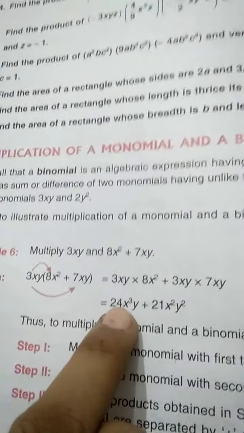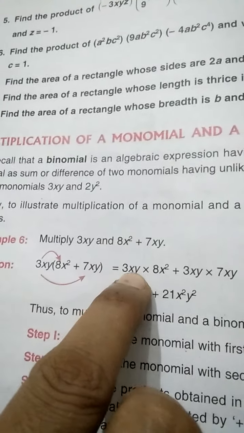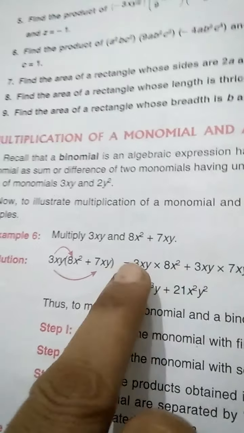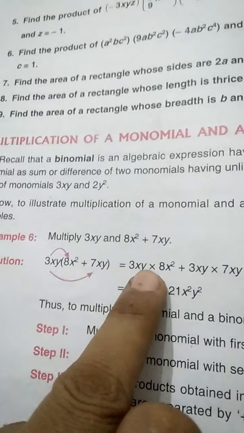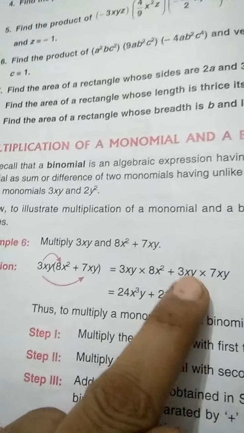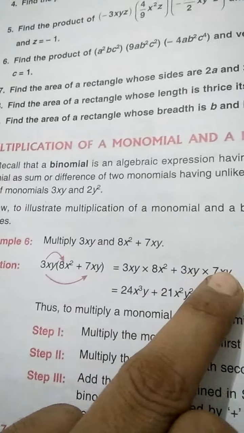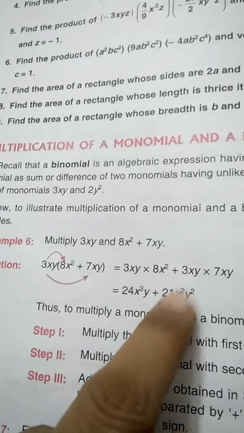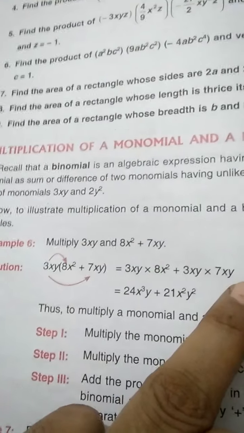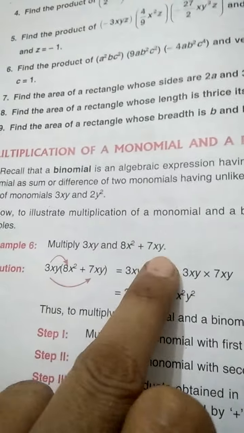3 into 8 is 24. Then the power of x is 1 here and the power of x is 2, so x to the power 3, and y is single. So 24x cube y plus 3 sevens are 21. Then x to the power 1 and x to the power 1, so x to the power 2. Then y to the power 1 and y to the power 1, so y to the power 2. This is the answer of this question.